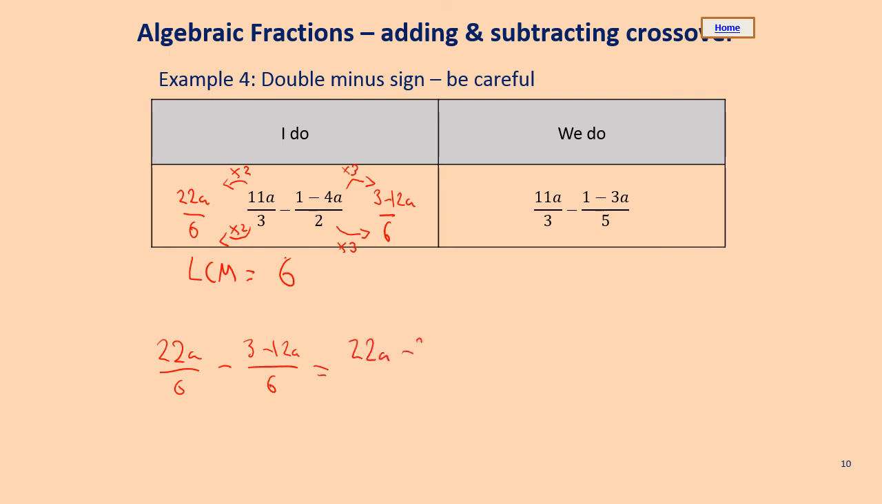minus 3. Remember that double minus sign, minus 12 or minus negative 12, so it's going to be plus 12a over 6. 22a plus 12a gives 34a minus 3 over 6. And then just check if there's any common factors you can take out. These share no common factors apart from 1, so this is my final answer.